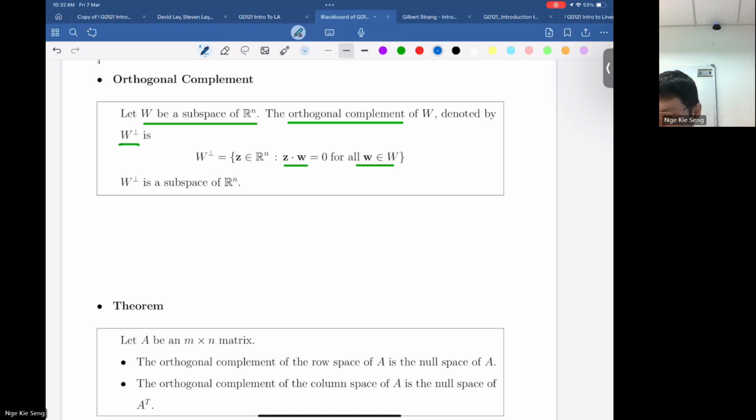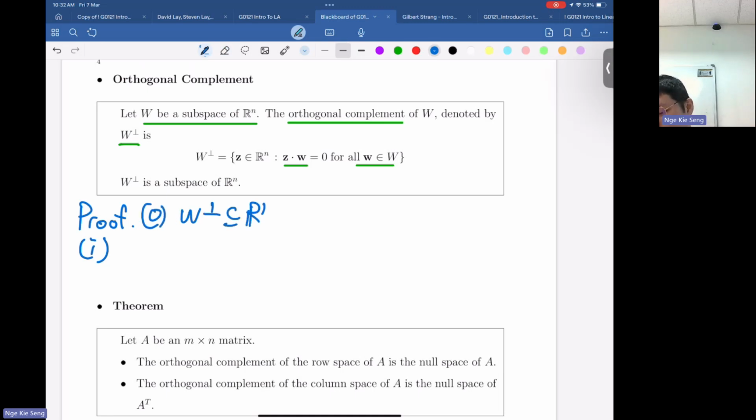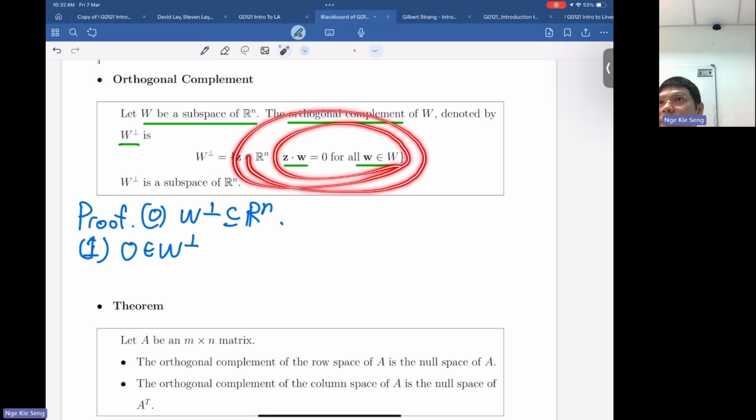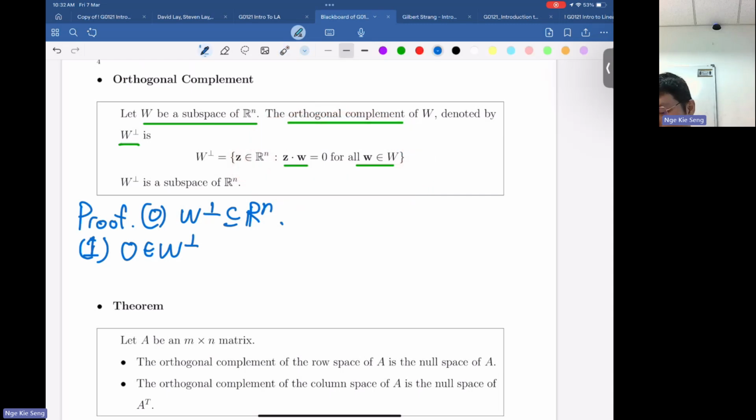Proof. The first condition is that this set should be a subset of Rn, which is very obvious. Then the first thing to check is whether 0 is in W perp or not. You need to check that it satisfies the set condition. So ask yourself, is 0 dotted with everything equal to 0 for all W in W?